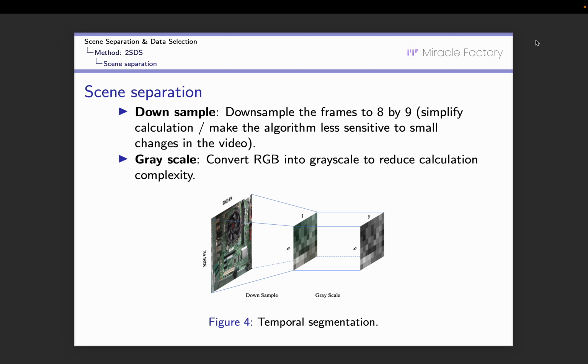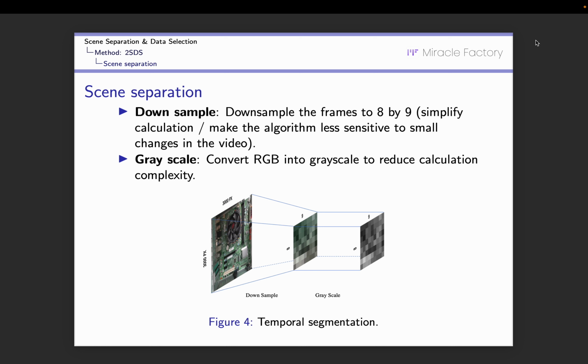The second reason that we want to downsample is that we want to make the algorithm less sensitive to small changes in the video. What we mean by small changes is that it is still the same scene, but we don't want this little movement to affect the algorithm's judgment of whether it is the same thing or not. By downsampling, of course, we lose a ton of details in the image, but the upside is that during this process, we make the algorithm less sensitive.